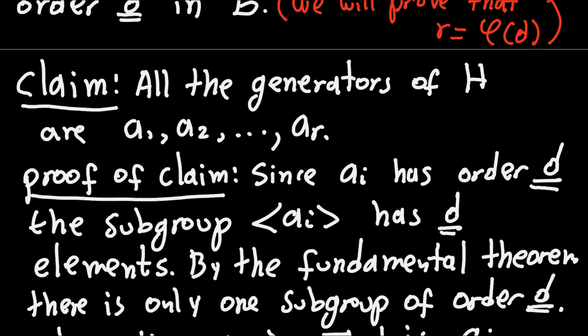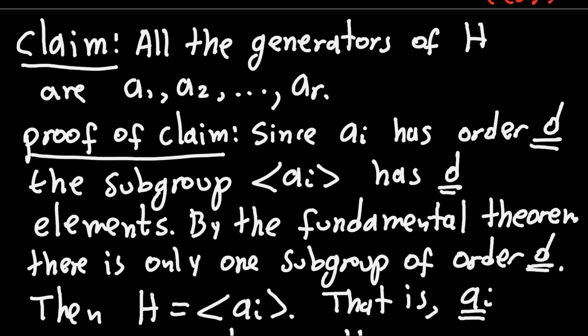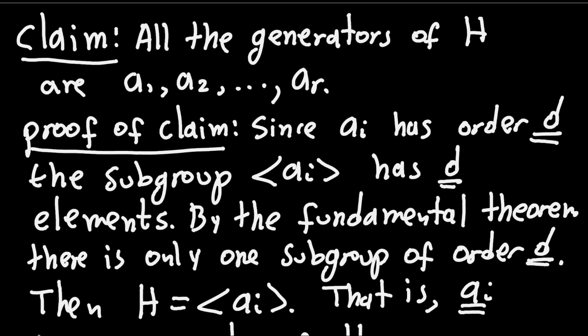This is sort of like an if and only if. You have a generator of H, it has to be one of this. And if you have one of this, that is a generator for H. Now let's prove the claim here. Let's take an arbitrary element from this list, from the elements of order D. So if you have an element of order D, a sub i, just a generic one from here, the subgroup that this element generates, which is, remember, all powers of a sub i, also has order D. We have proved that already.